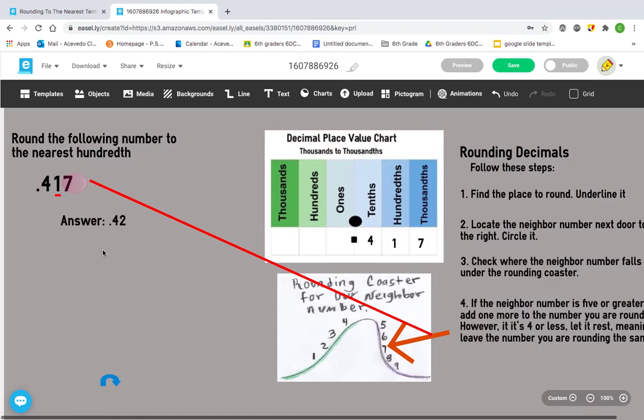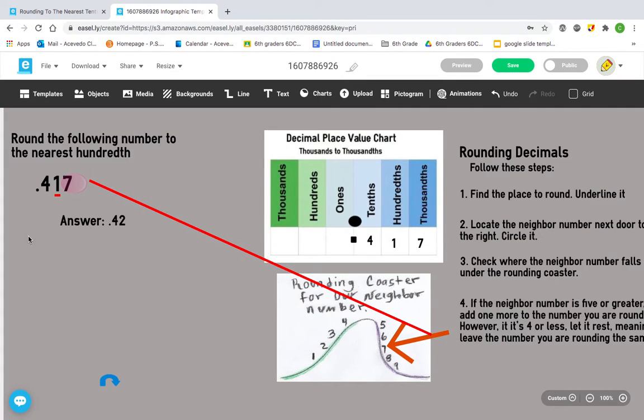So how did we get to decimal 42? We first looked at the question. They wanted us to round this number, decimal 417, to the nearest hundredth. So I needed to find out what number we are rounding. I placed my number on the decimal place value chart, and then I realized that my 1 is my hundredths value, so that's the number I'm rounding, and the thousandths value, which is the 7, is the neighbor number.